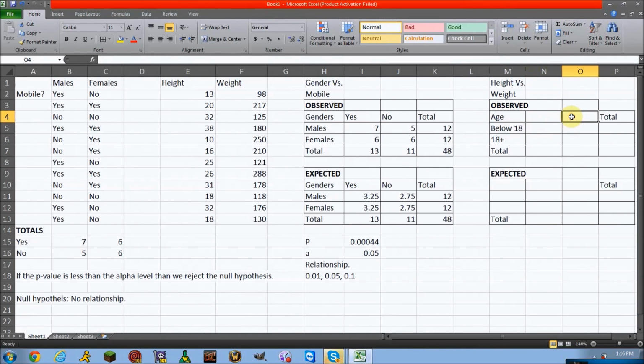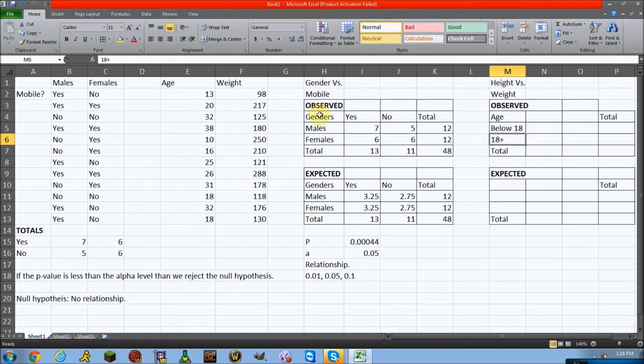Now for the second category, we're basically comparing height. Well, not height, it's age to weight. Age to weight. So we're testing if there's a relationship between age and weight. So once again, we need to make our categories. So our first category for age is below 18 and 18 plus.